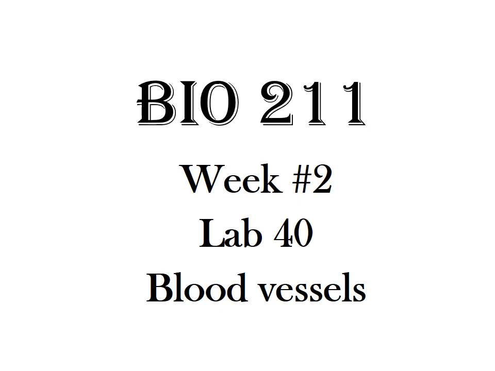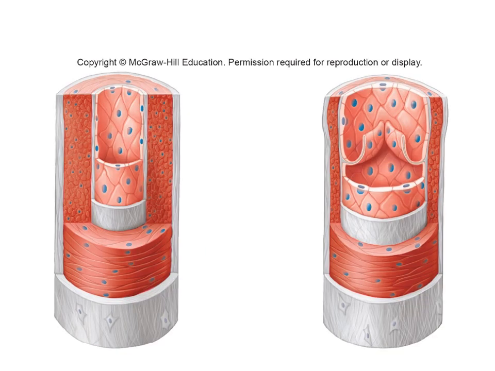All right, so now we're going to look at blood vessels, both arteries and veins. This is still in week 2, considered lab 40. So to look at them first, arteries and veins have several things in common.